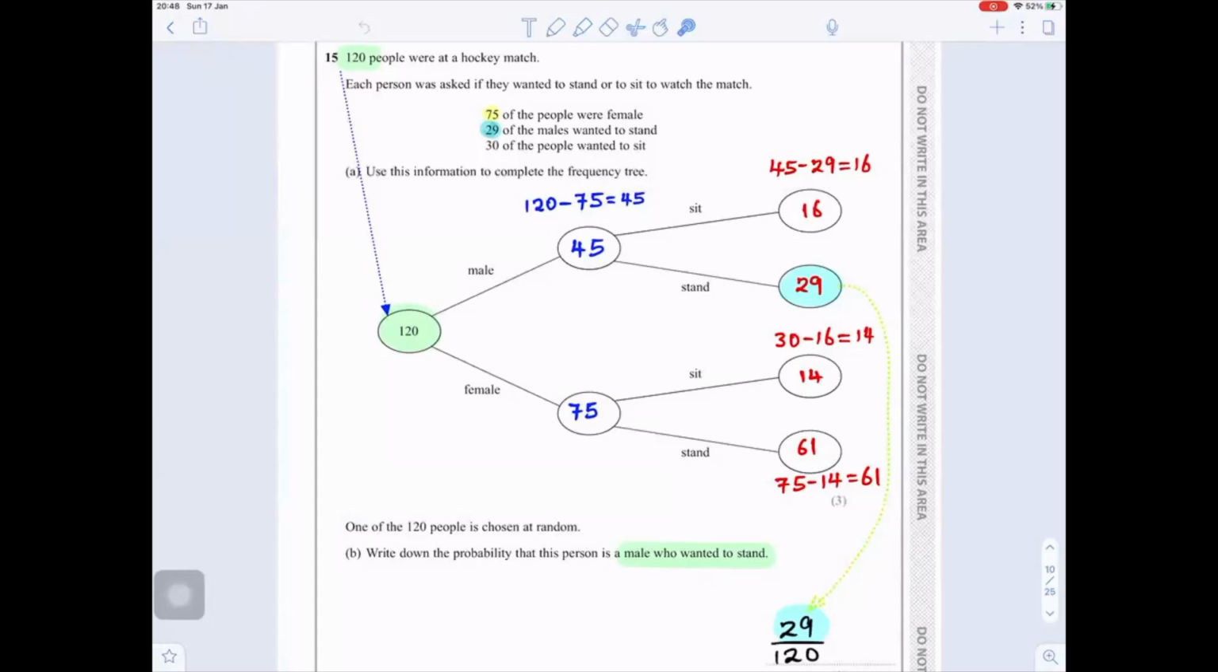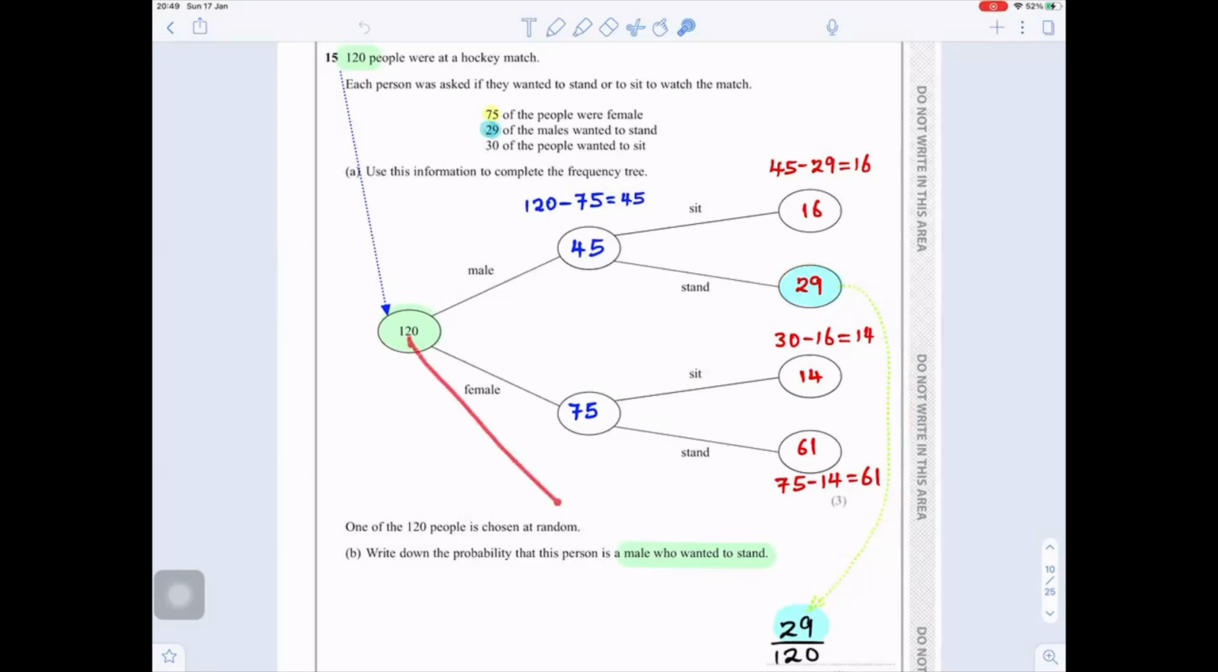One of the 120 people is chosen at random. Write down the probability that this person is a male who wanted to stand. So it has to be a male and who wanted to stand. So you go to male and the one who wanted to stand. So there's 29 male who wanted to stand.